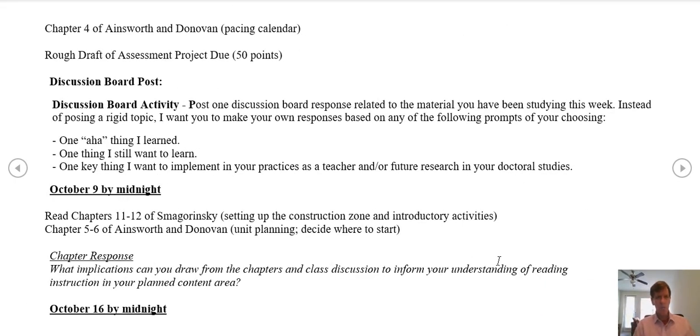Okay, so we'll also get into Chapter 4 of Ainsworth and Donovan, the pacing calendar. That's very important. Knowing what you're going to teach, when you're going to teach it, and why you're going to teach it is very important. And by October 2nd, I want to see a rough draft of what assessments you're going to be doing for your units of instruction. I grade rough drafts as a completion grade.